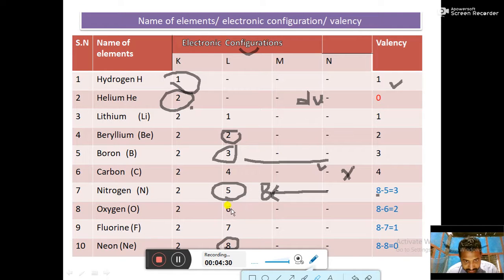Oxygen has 6 outermost electrons, so it needs 2 electrons to follow the octet state. That's why its valence is 2, because it needs 2 electrons.